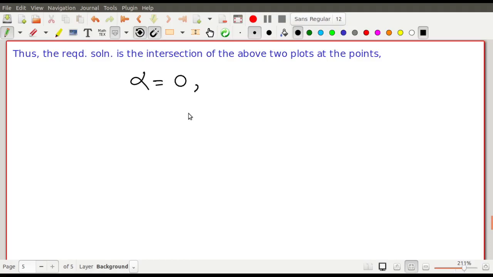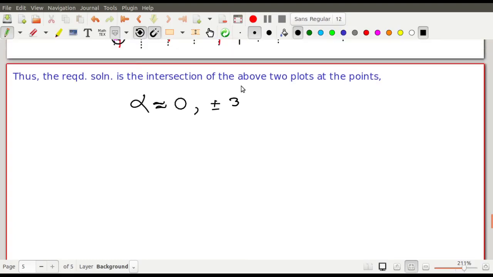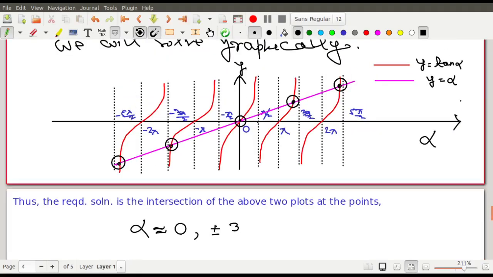That is nearly, plus minus. Look at the diagram. This point is very near to 3 by 2. This point is very near to 3 by 2.